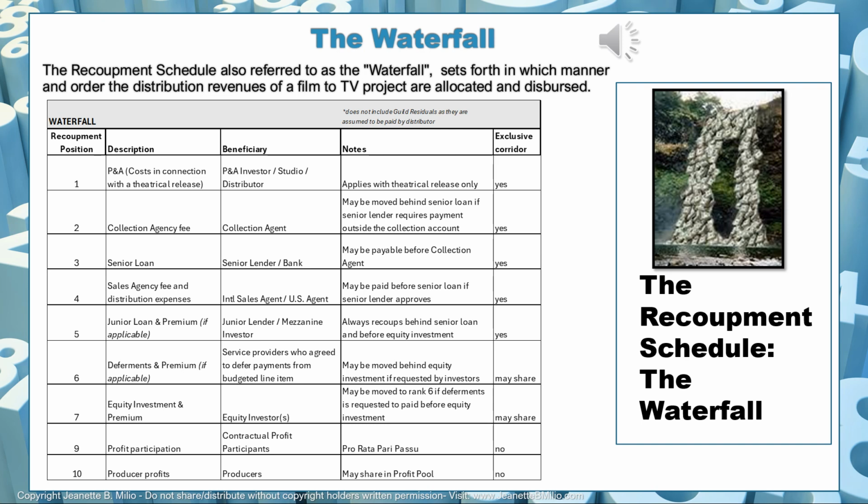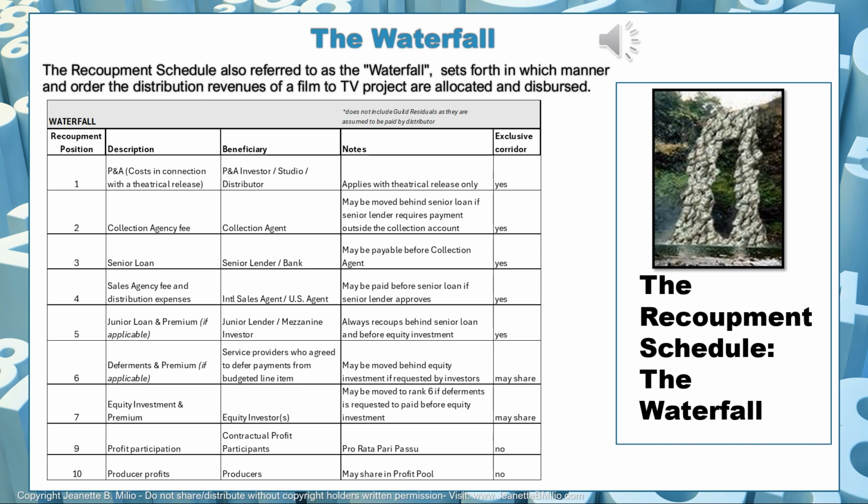So deferments, and remember deferments are production costs that we have removed from the budget to be paid from revenues, would be recouping here after the junior loan and before the equity. And the reason why they are recouping before the equity is that the equity understands these are budgeted line items that are costs that would be applicable.